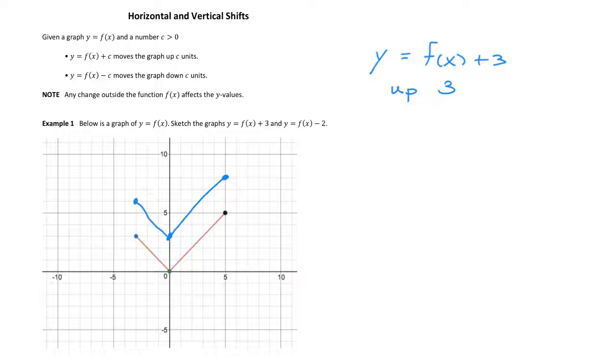Maybe I can do this one in green. This minus 2 is happening outside of the function, meaning it's changing the y values. And this is going to go down 2 places. So again, you start at your original graph, look at each y value, and move it down 2 places. This one was at a y value of 3. It's now at a y value of 1.